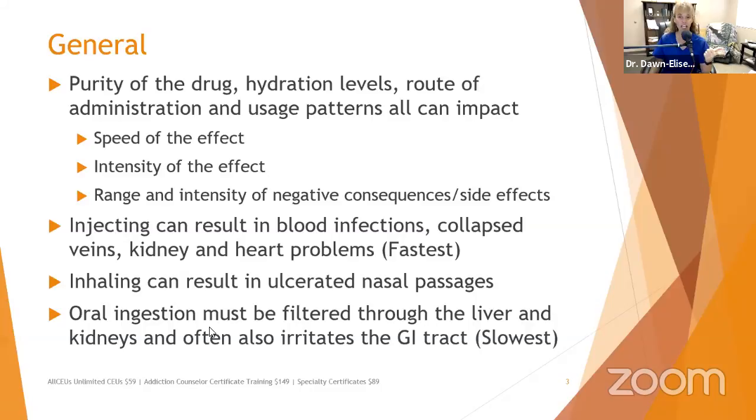So remember that injecting can result in blood infections, collapsed veins, and kidney and heart problems, even though that's the fastest method of administration, getting it to the brain. Inhalation can result in ulcerated nasal passages and other problems in the sinus cavities. Oral ingestion, drinking, eating, must be filtered through the liver and the kidneys, and it often also irritates the GI tract. And this is the slowest method of administration.